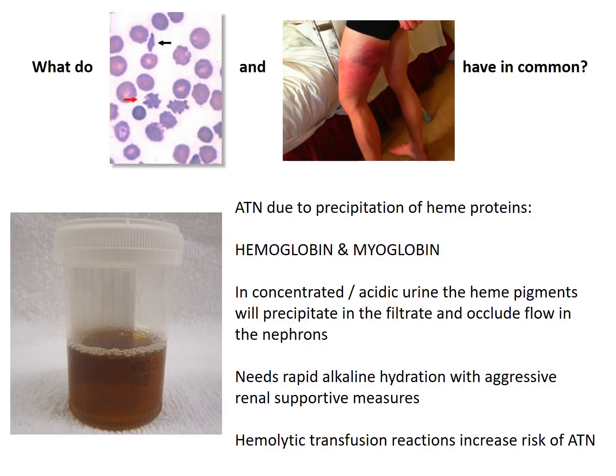If you've ever seen anybody develop an ABO incompatibility hemolytic reaction, you may have also seen ATN develop in the person that developed that type of hemolytic reaction as well. All right, so hemolysis, rhabdomyolysis, we have to be worried about the beans, and the reason is the precipitation of the heme proteins which are being released. Hemoglobin and myoglobin can be directly damaging to those renal tubules.